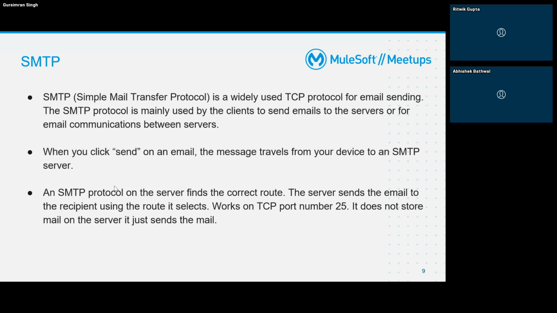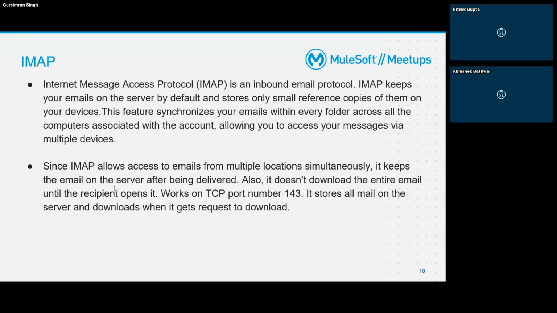Now, moving to the next protocol. The next protocol we will discuss here is IMAP. IMAP stands for Internet Message Access Protocol. It's an inbound email protocol. It will keep your emails on the server by default, and it will synchronize the emails with every folder. And we can allow access to emails from multiple locations and multiple devices simultaneously.